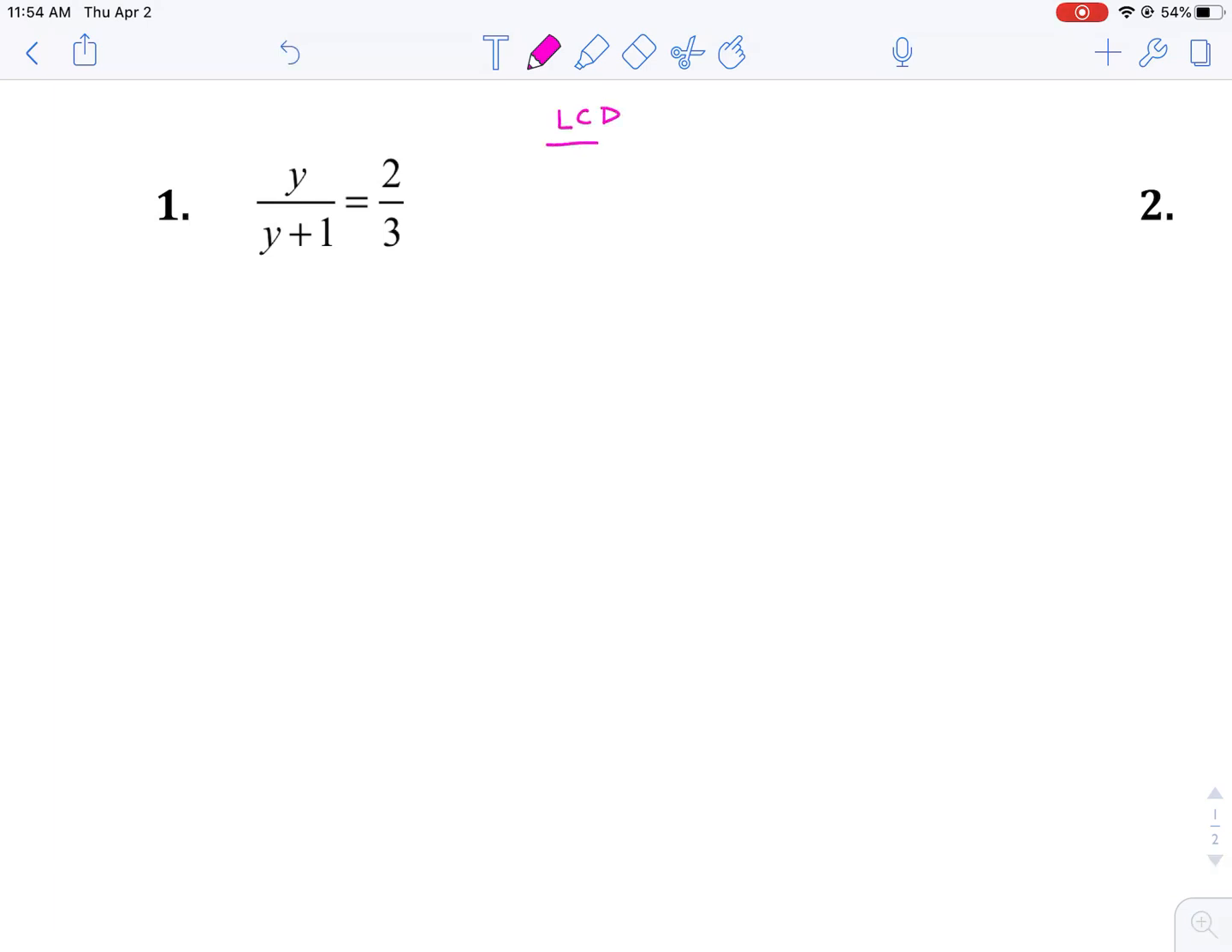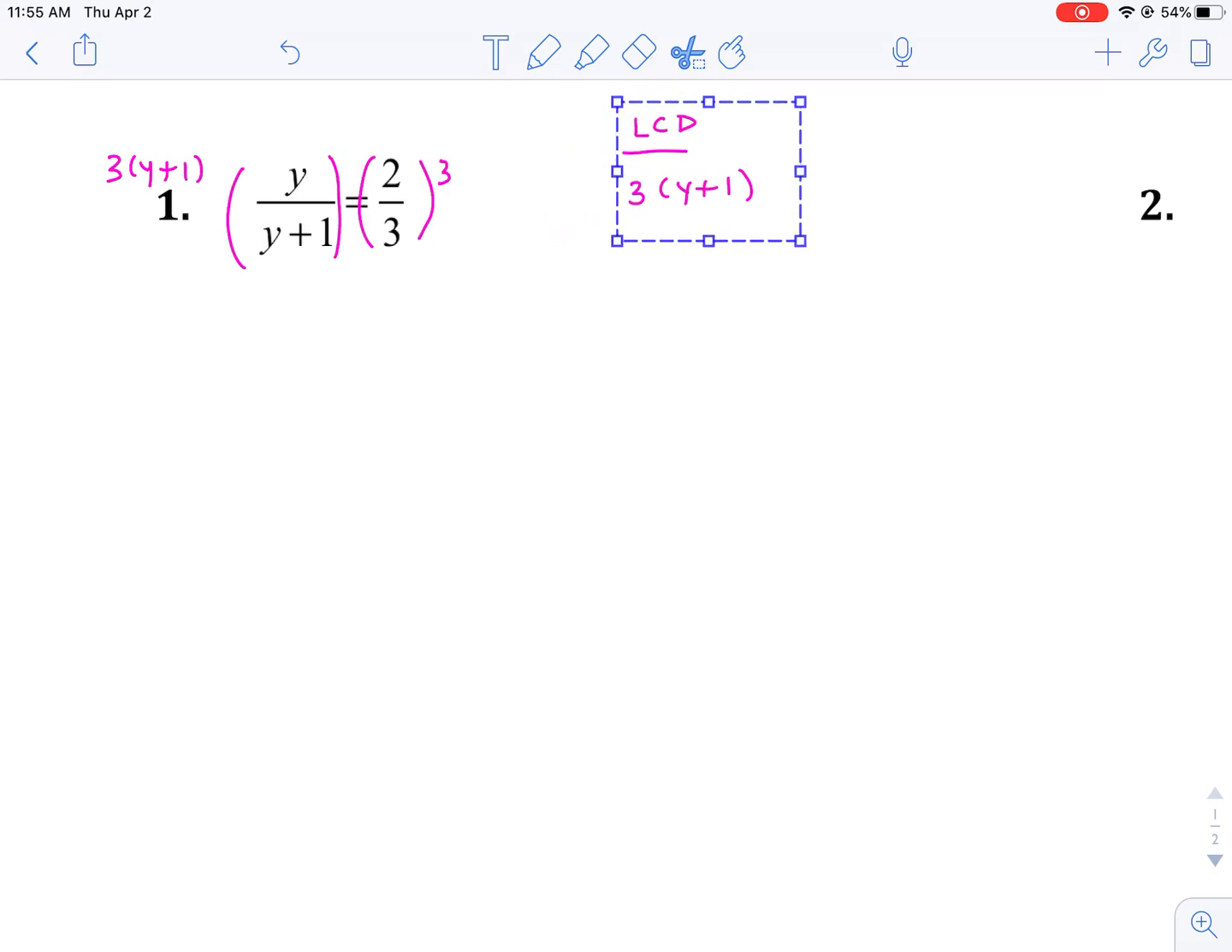So the least common denominator, you got to look at both denominators. There's a 3 on the right, there's a y plus 1 on the left, so that's my least common denominator. So what I'm going to do is I'm going to actually multiply left and right side of this equation by the quantity 3 times y plus 1. I'm going to do it there. I'm also going to do it on the right, so I'll multiply the right side by 3 times y plus 1.